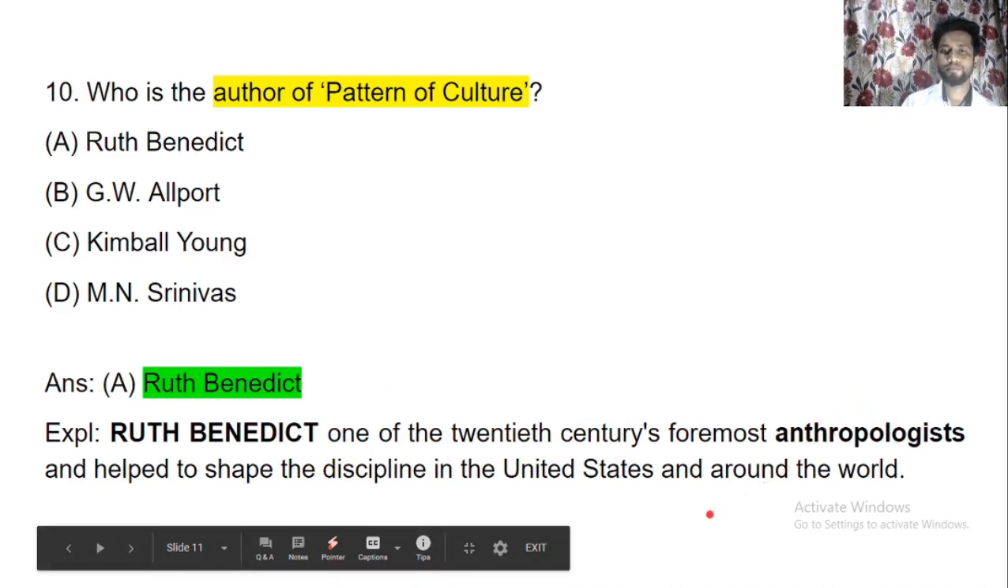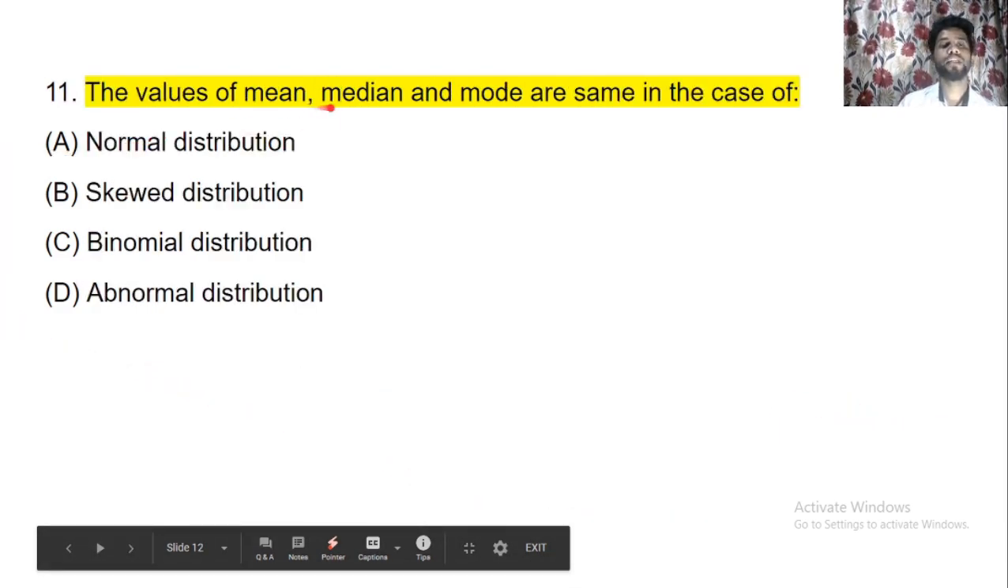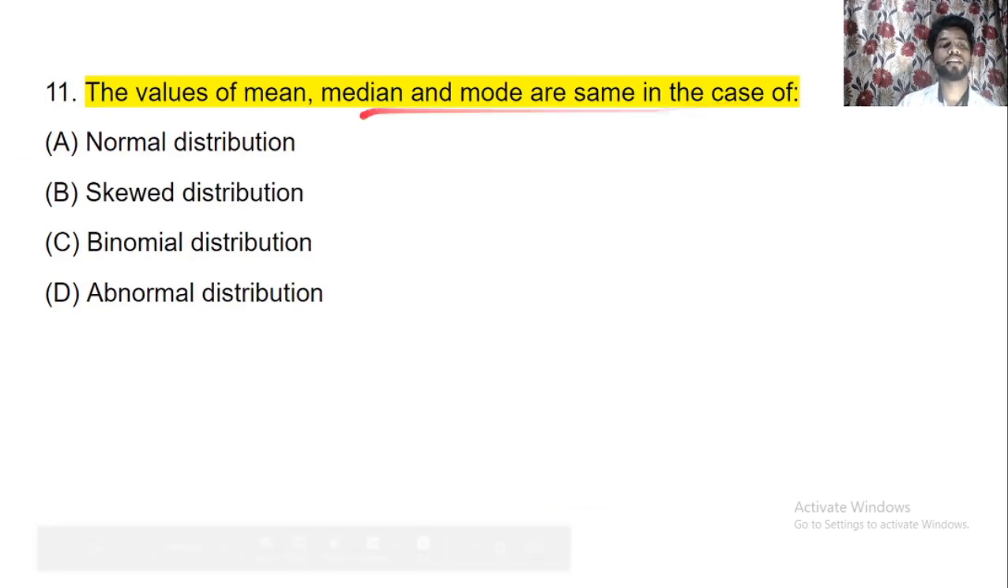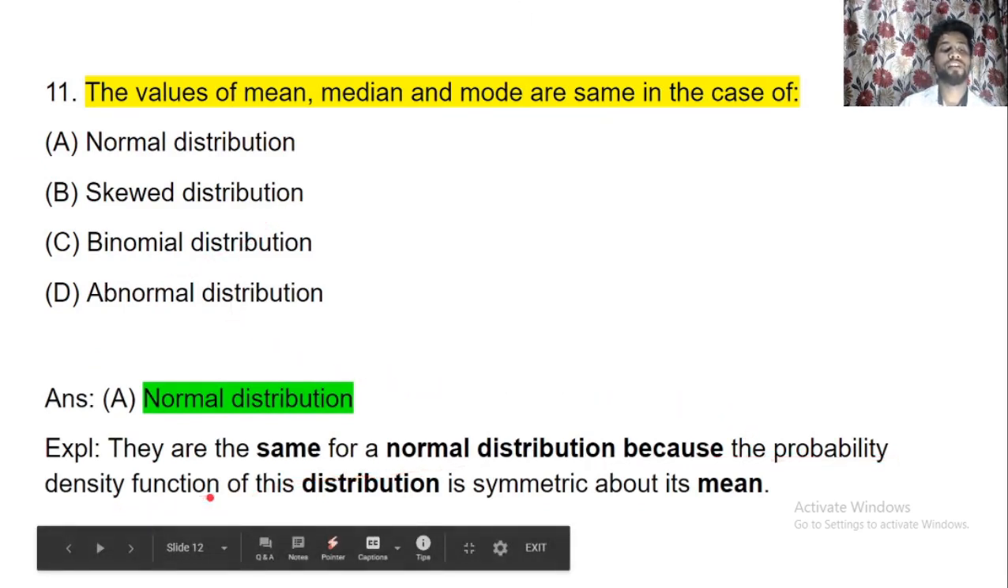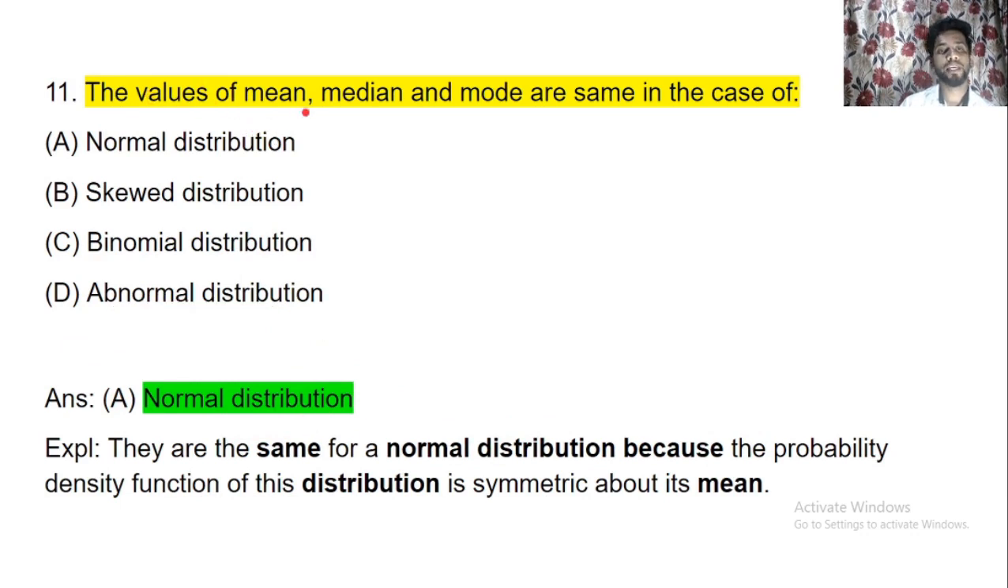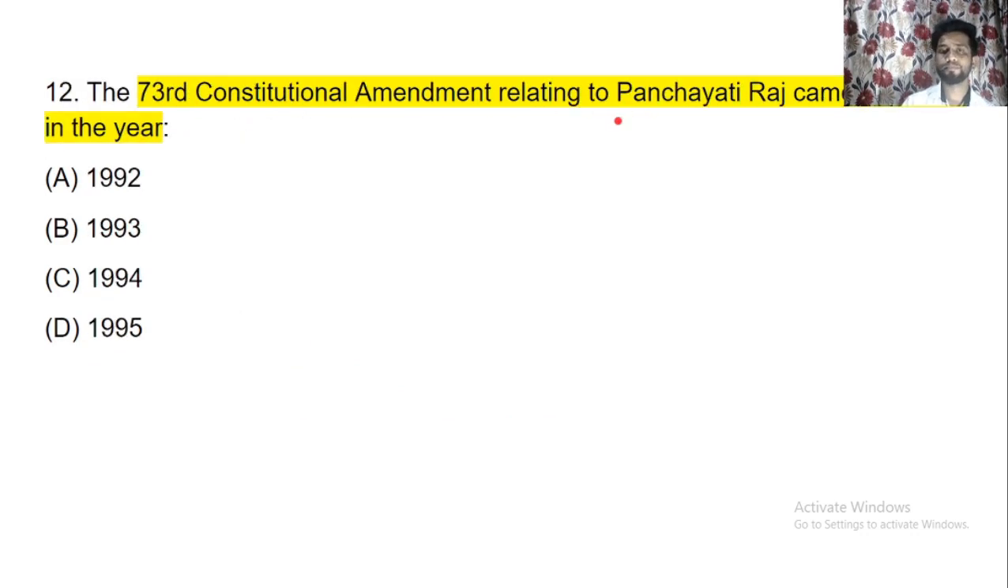The values of mean, median, and mode are the same in the case of a normal distribution. They are the same for a normal distribution because the probability density function of this distribution is symmetric about its mean. So in the case of a normal distribution, the values of mean, median, and mode are the same.